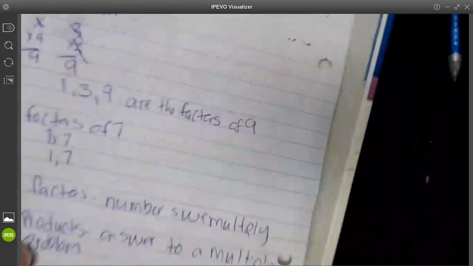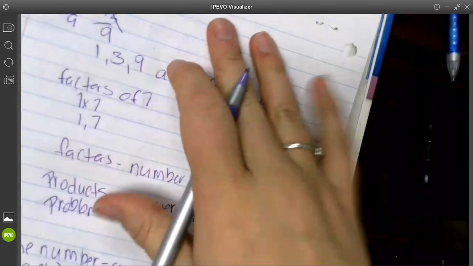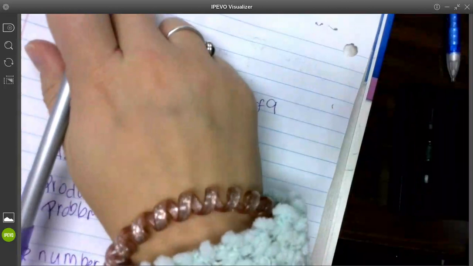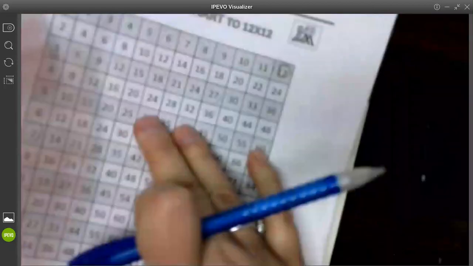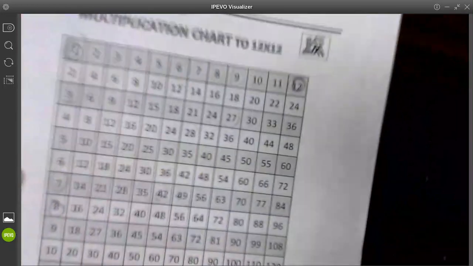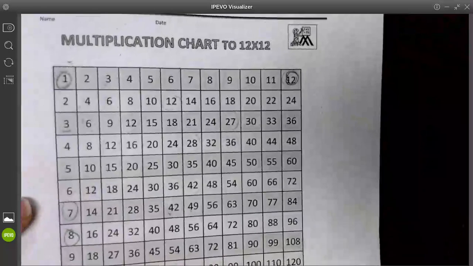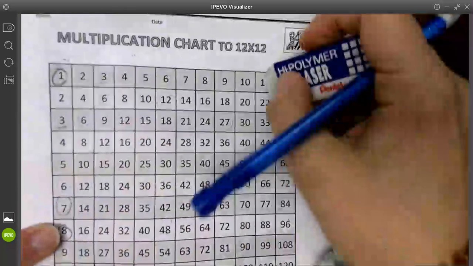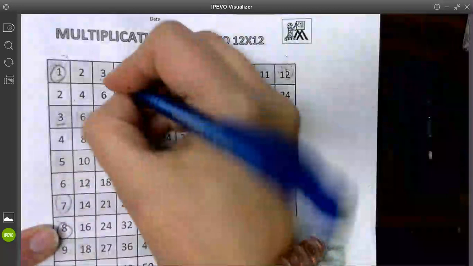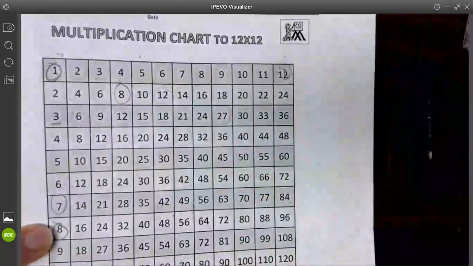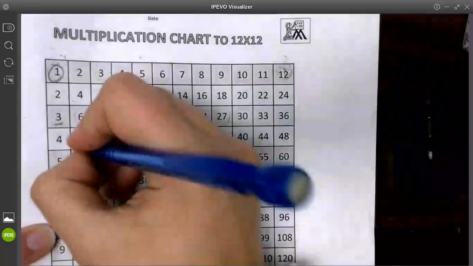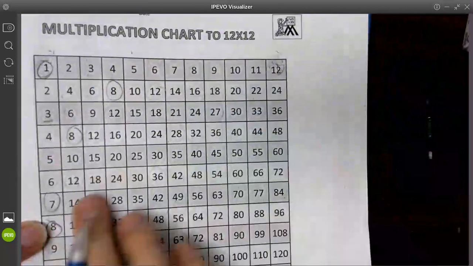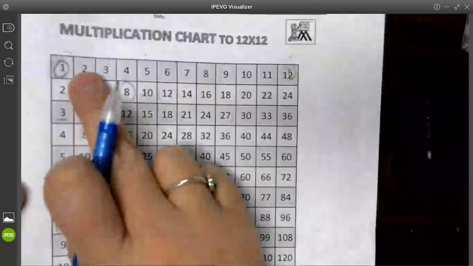All right, so we're going to think about which of these is a prime number. All right, so 8. So we're going to find 8 on our chart. So we know 1 and 8. We're going to look in the middle. If we find it in the middle, it's going to be composite. Okay, so I found it once. We already know it's composite. Let's see if we see it again. Oh, there it is again.